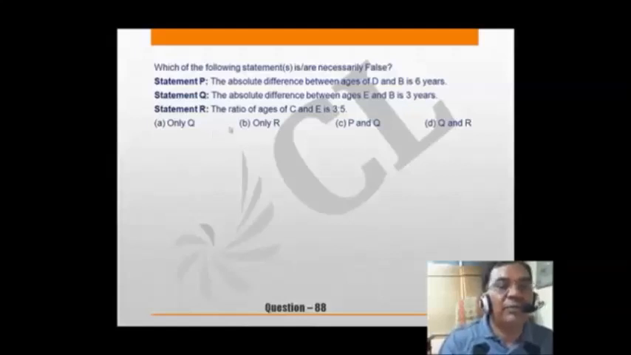Now only R can be there, or it can be other things also. Now there are two different. The age of E and B is 3 years. No, B cannot be 8. That is A. So therefore Q and R are false.